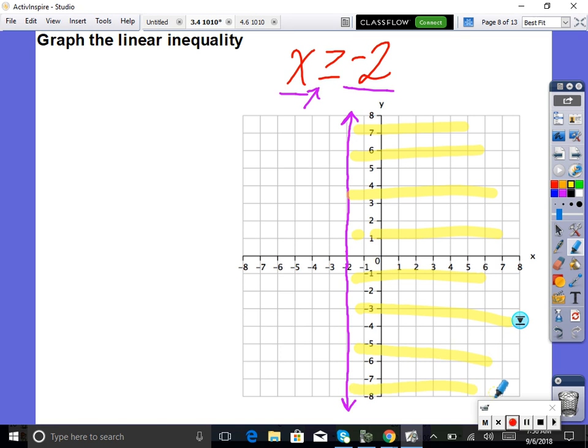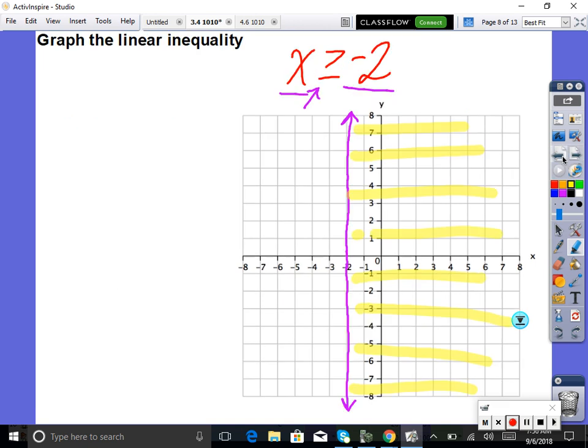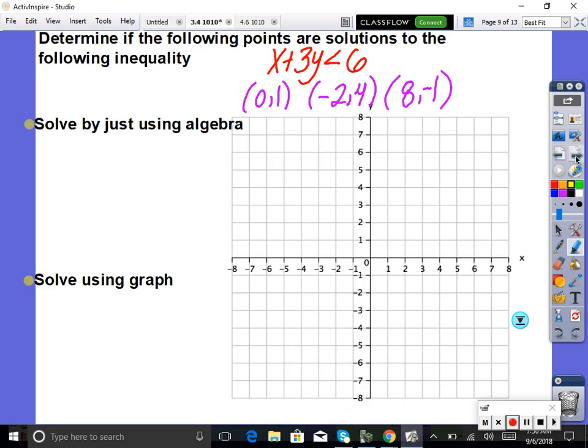Okay, cool. All right. So now, looking at this, we could solve this by graphing, because as you were able to see, if you have a graph, you can see all the solutions. That is one way of doing this problem. You could graph it and see which point falls in the solution set, or you could just use algebra. Algebra is going to be quicker.